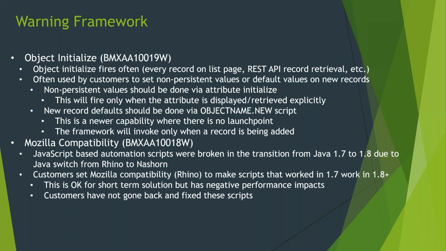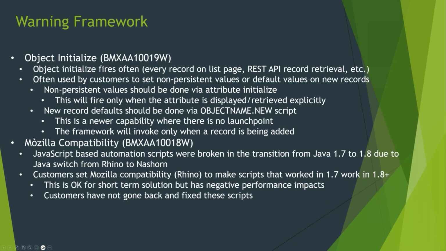A lot of times what you would see in the object initialize script is the very first thing someone would write something like if on add. And this allows you to avoid that entirely. You just create the right launch point, and then at that point, your script's going to fire significantly less.